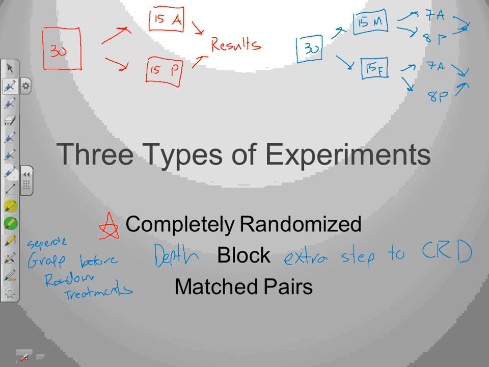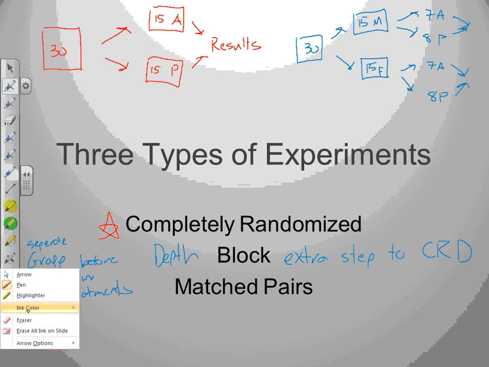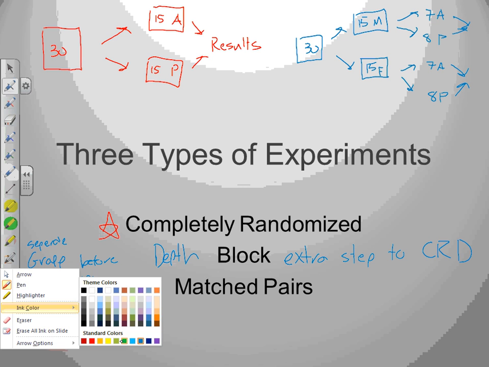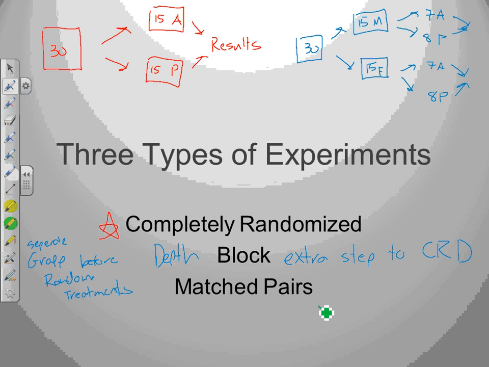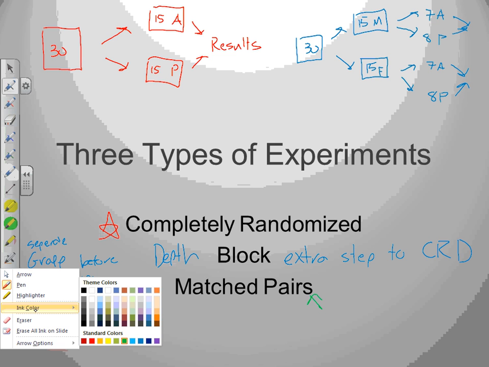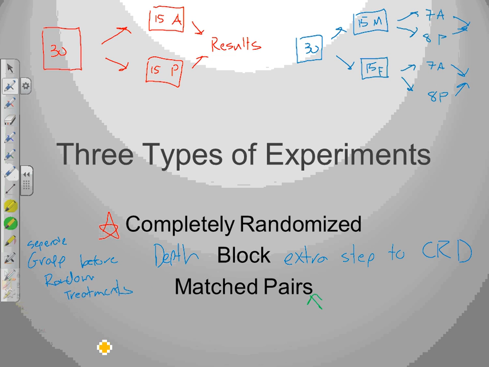Okay, then we have a matched pair. Matched pair, there's 2 types of matched pair. Okay, it's either give everybody both treatments. Instead of sending one group one way and giving them a treatment, and then sending the other group the other way and giving them placebo, we say, you know what, let's just see on an individual basis how we respond. So we give individuals both treatments.